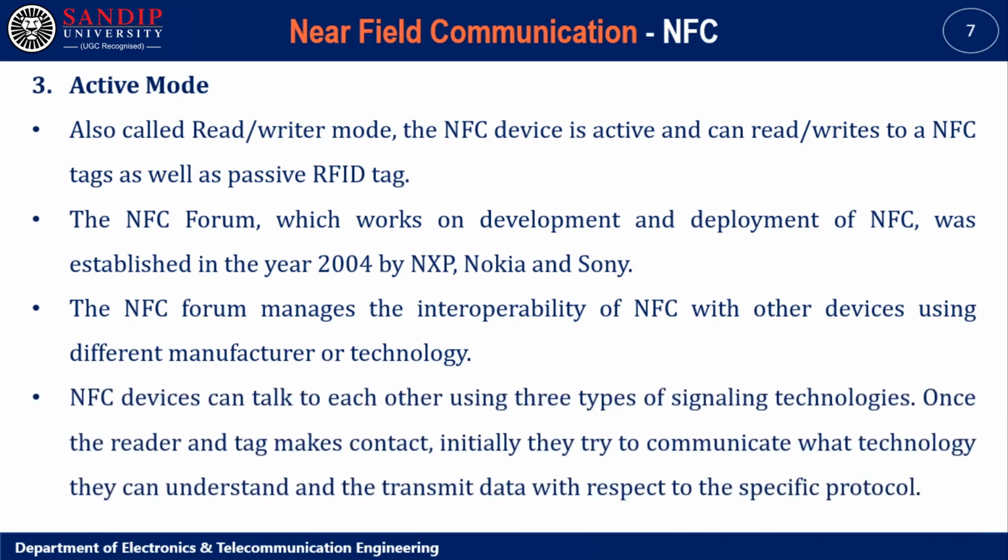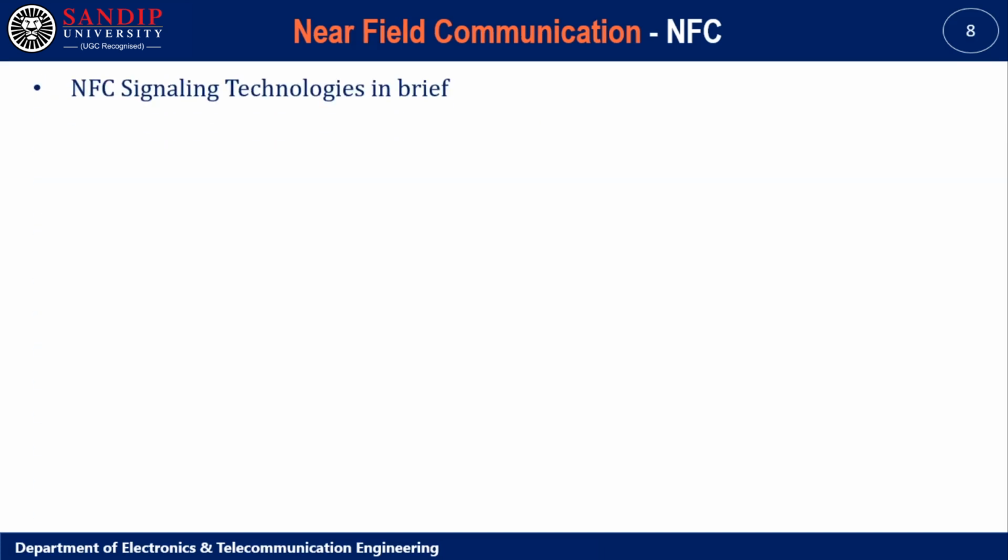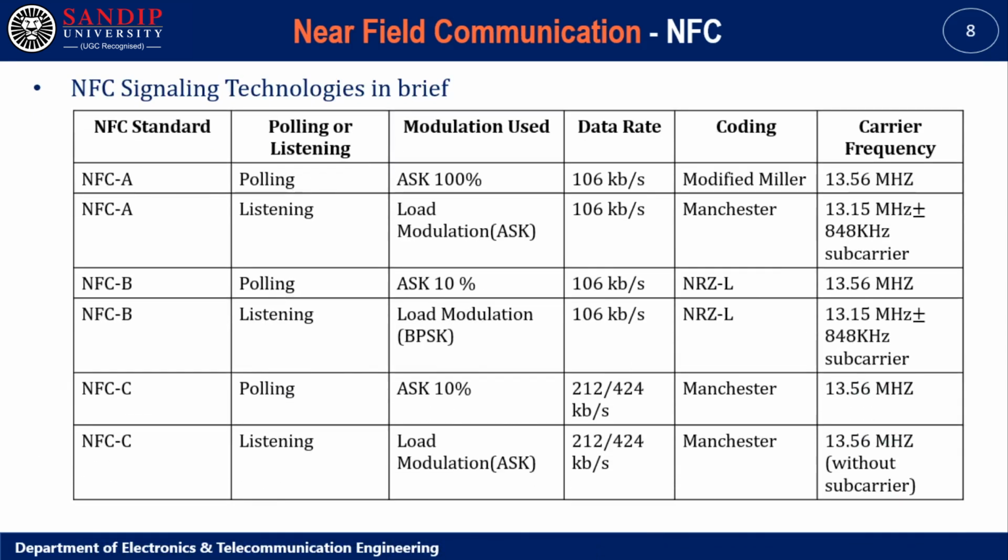NFC devices can talk to each other using three types of signaling technologies. Once the reader and tag make contact, initially they try to find out what technology they can understand and transmit data with respect to the specific protocol. NFC signaling technology in brief: the table shows the different NFC standards, then shows polling or listening, then the modulation used, the data rate that can be achieved, then the coding used and the carrier frequency for different NFC standards.